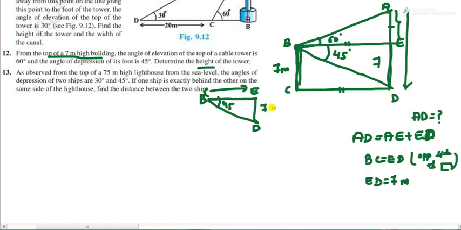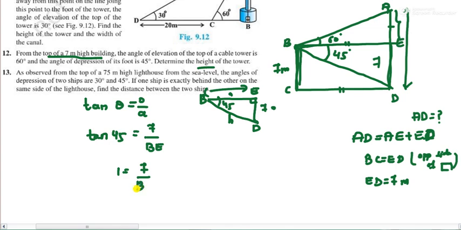Theta is here, this is opposite, 90 is here, this is hypotenuse, this is adjacent. So use the simple rule, tan theta is equal to O by A, opposite by adjacent. Opposite is given as 7, adjacent is BE. And here tan 45. What is the value of tan 45? It is 1. So 1 is equal to 7 by BE. Therefore BE is equal to how much? 7 meter.